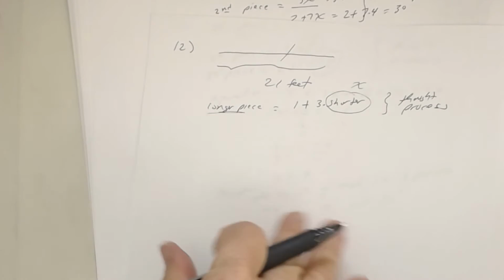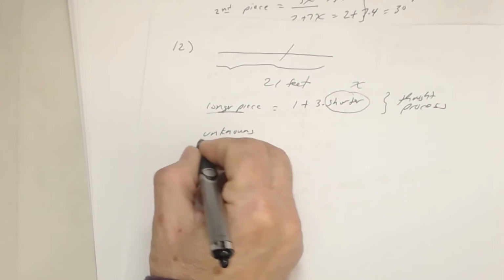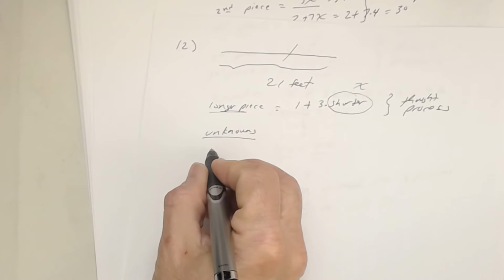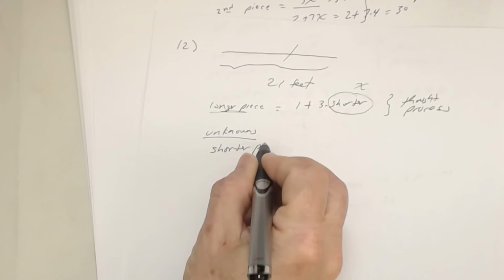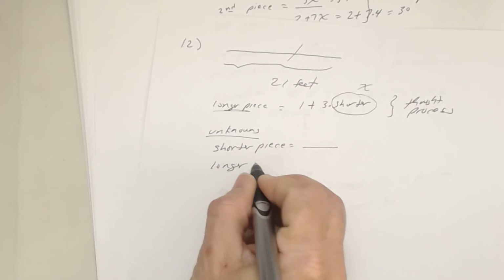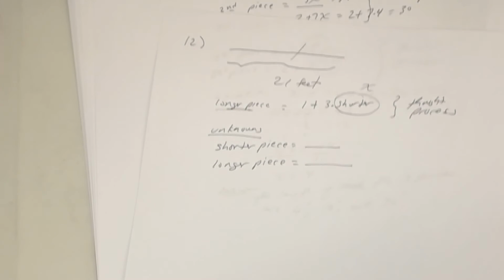Okay, now let's talk about the unknowns. So here are my unknowns. There are 2 things I want to find. What are they? Shorter piece and the longer piece. We have to let X be one of those. It's easier if you let X be the shorter piece.